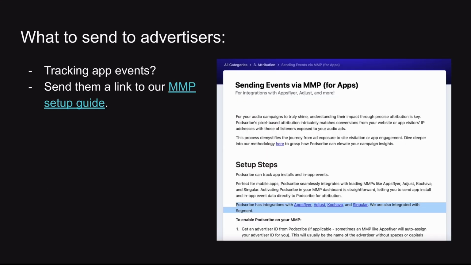If the advertiser is wanting to track app events like installs, then what they would need is a link to the guide for MMP integrations. MMPs are basically products or SaaS businesses that send raw data about app events from the brand to Podscribe. So that's what needs to be done here.